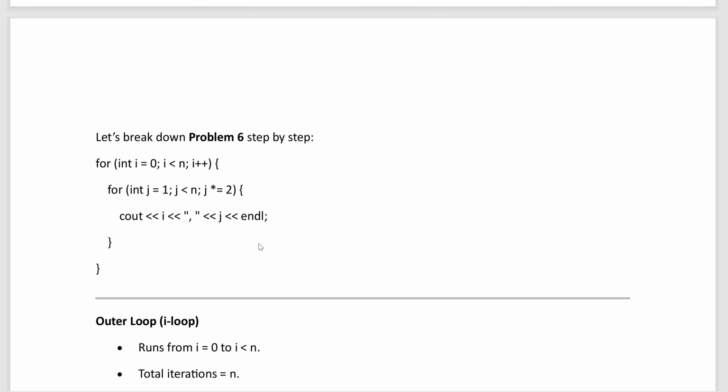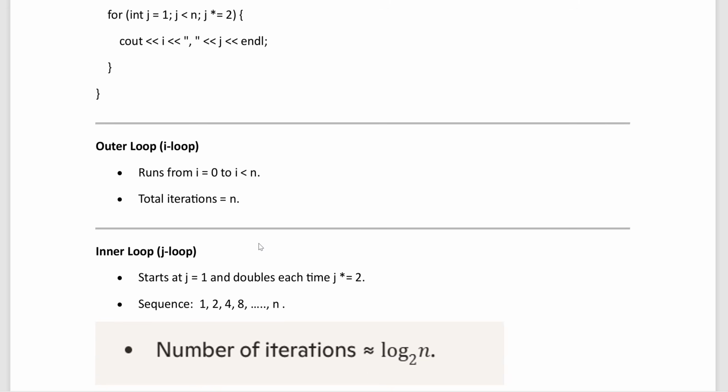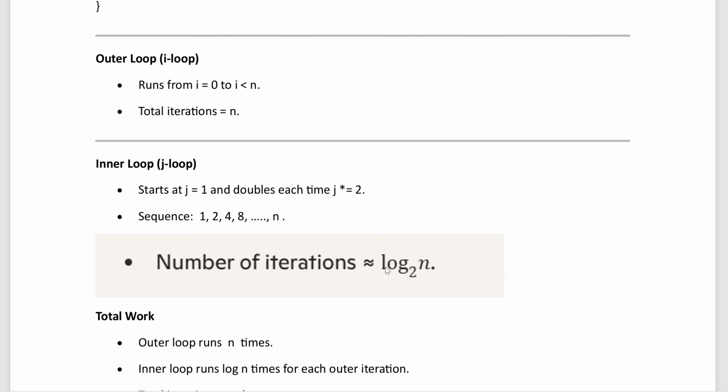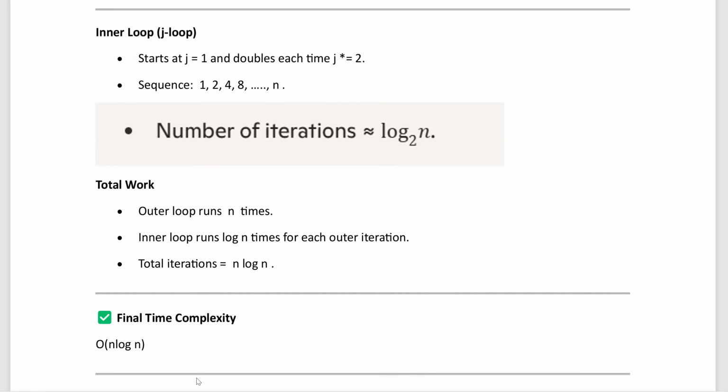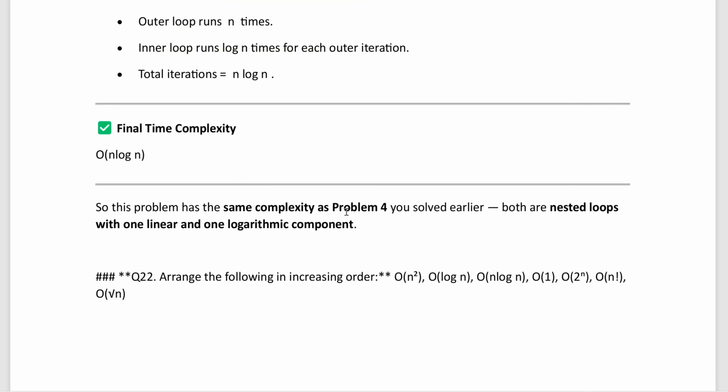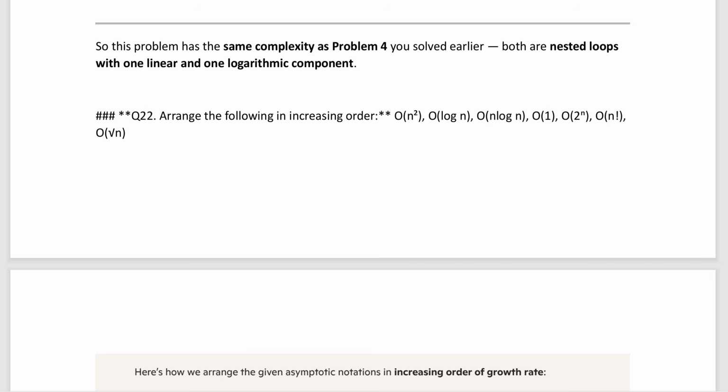We are multiplying j by 2. Clear? So for the inner loop, we have log 2n. For the outer, n. So n into log n. So the complexity is big O of n log n, as we have already solved such type of problem, right? Now we are left with 2 problems.